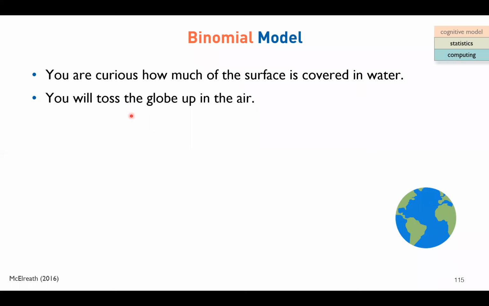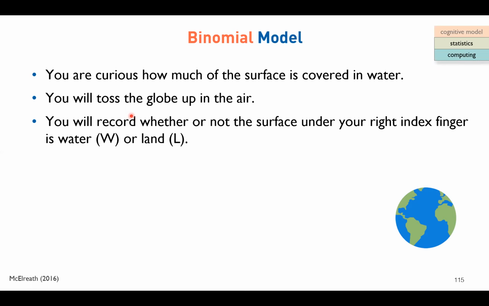So you toss the globe up in the air and then you catch it. This is like the coin flipping example, right? Similar idea. You record whether the surface under your right index finger is water or land. You have a globe in your hand, you throw it up, you catch it, and record what is under your right index finger: is that water, is that land, right? Let's assume you do this experiment 9 times, and you observe this sequence: water, land, a few times water, land, and until here. So 9 times of experiments.